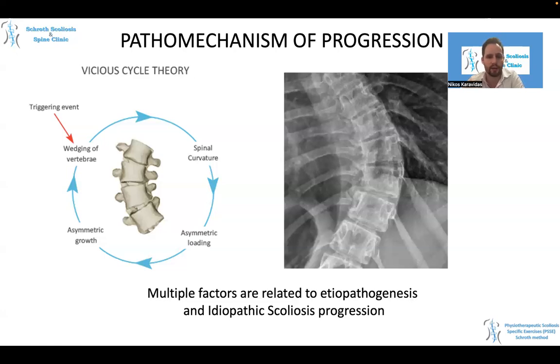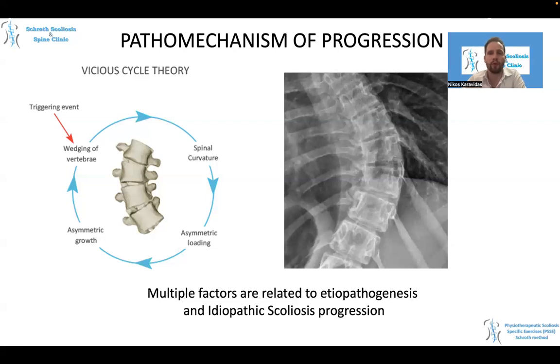However, we know that etiopathogenesis and progression is also related to many other factors. So what we can do to treat scoliosis is that we actually need to break this vicious cycle, and we need to reduce the asymmetrical loading of the spine. This is what we do with non-operative treatment.